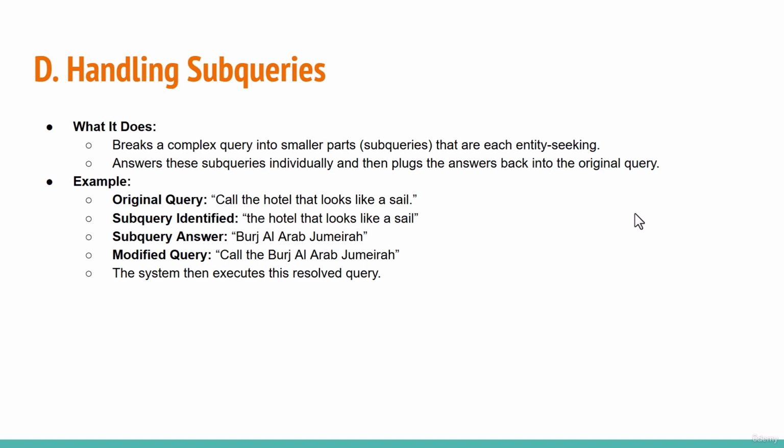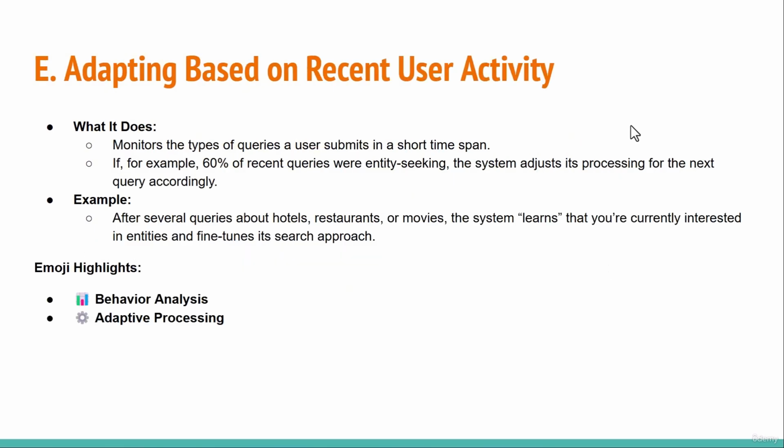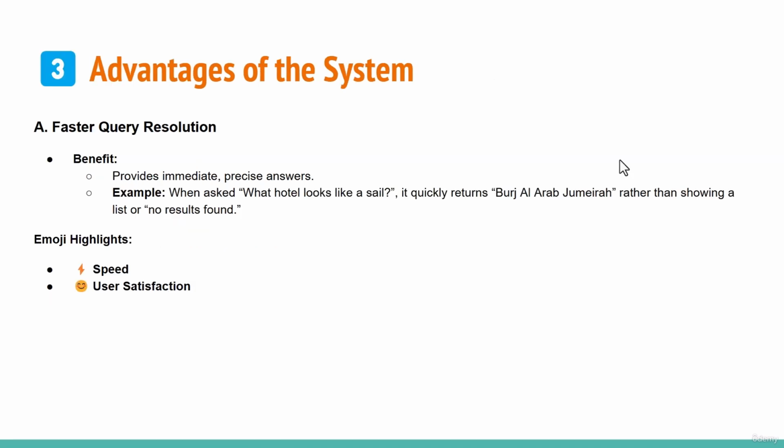The system will integrate the answer part into the original query. It will take call and integrate the answer, resulting in call the Burj Al Arab Jumeirah. Then the system will execute it. The system also basically searches the user's activities. For instance, if 60% of a user's previous queries were entity seeking, the system will focus more on the new queries, checking whether the person searching requires an entity. What is the benefit of this? Speed and user satisfaction.